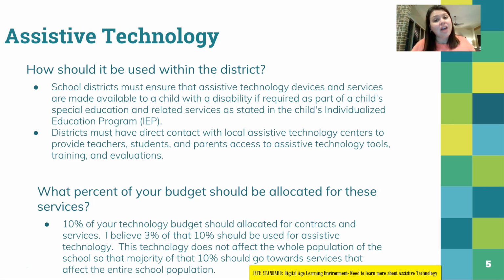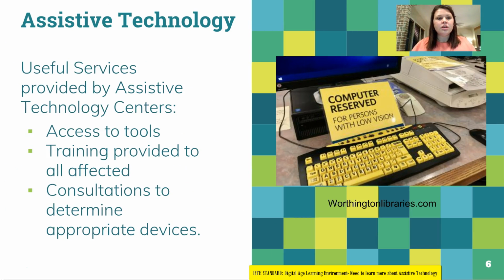However, there's a lot of contracts and services for people out there. So I would only put 3% of that technology budget dedicated to assistive technology because you're going to need that other 7% to go towards other contracts and services so that the majority is still getting those services.